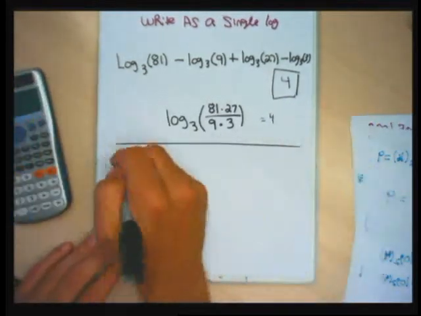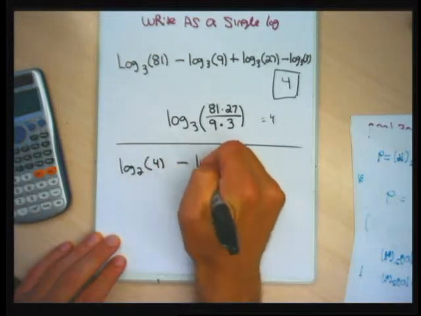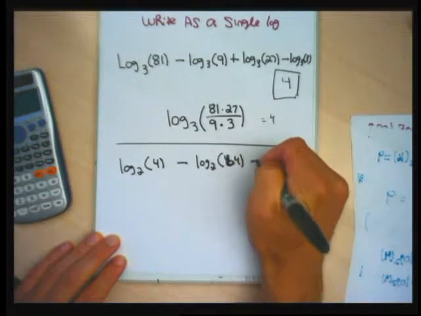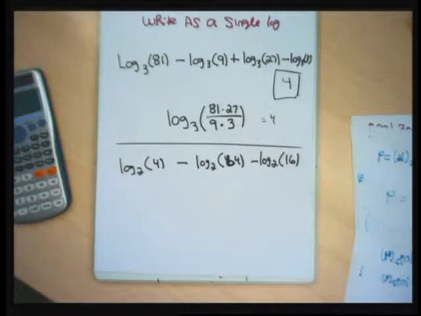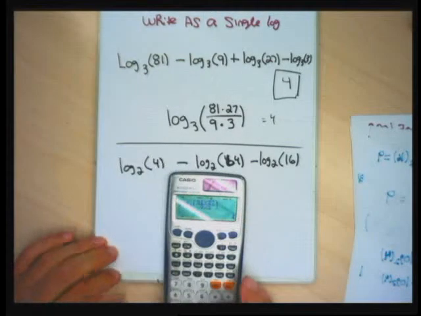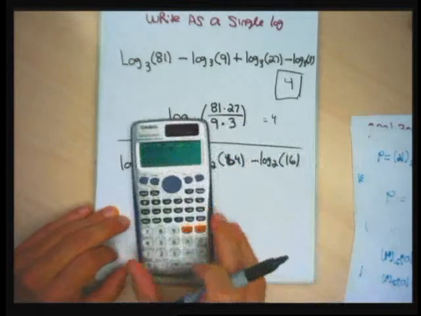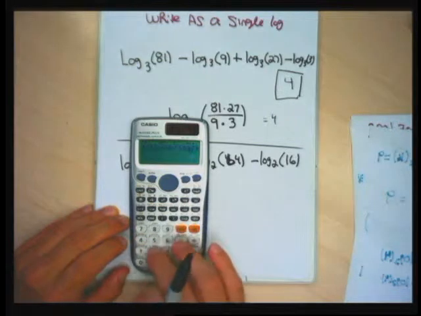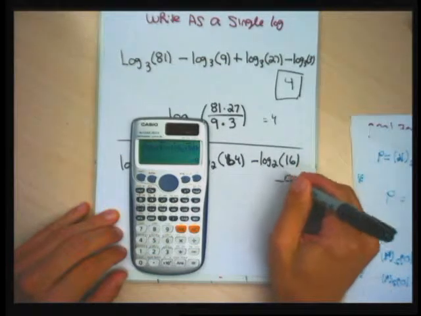Let me do one more with numbers. The log base 2 of 4 minus the log base 2 of 64 minus the log base 2 of 16. So this isn't really radically different than something that we've seen earlier. Let me figure out what it equals first. So I do log base 2 of 4 minus log base 2 of 64 minus log base 2 of 16. This whole thing equals -8.